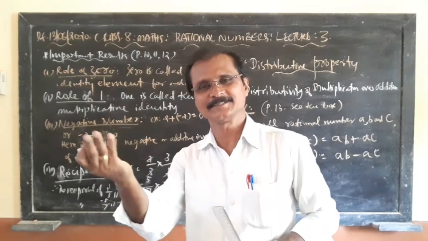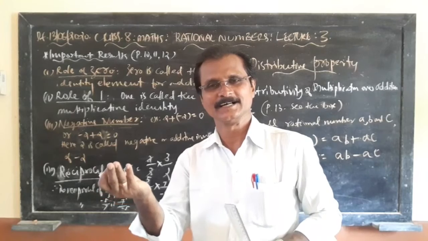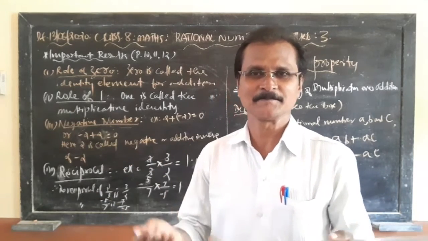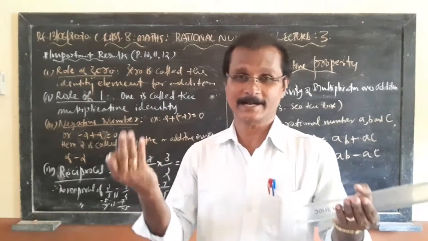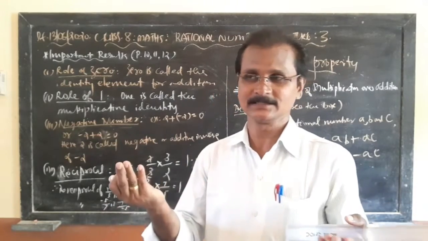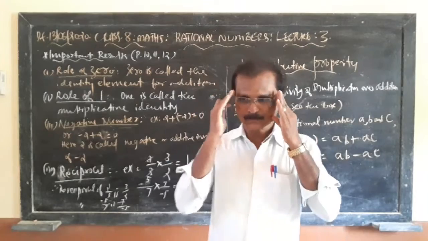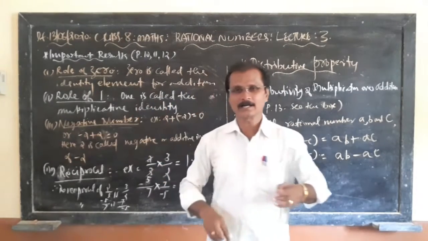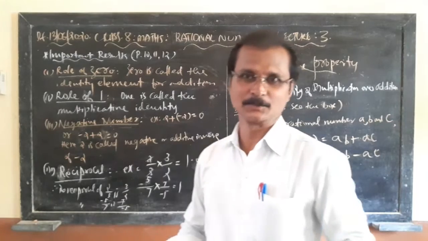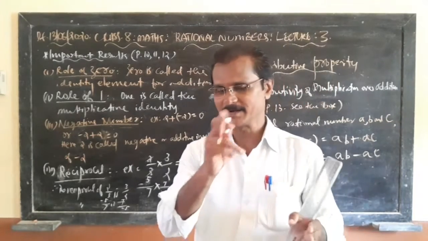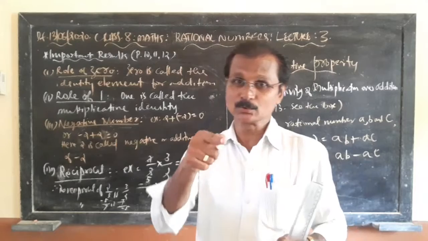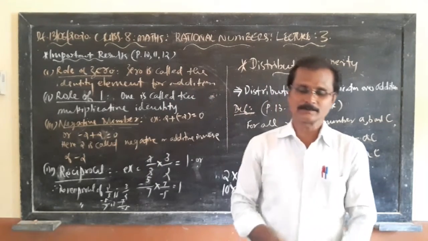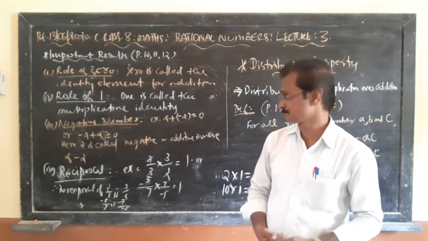Just like in addition, when 0 is added to a particular number, you get the same number. So 0 is called the identity element for addition. The same way, 1 is called the multiplicative identity or neutral element for multiplication. 0 is the neutral element for addition and 1 is the neutral element for multiplication.